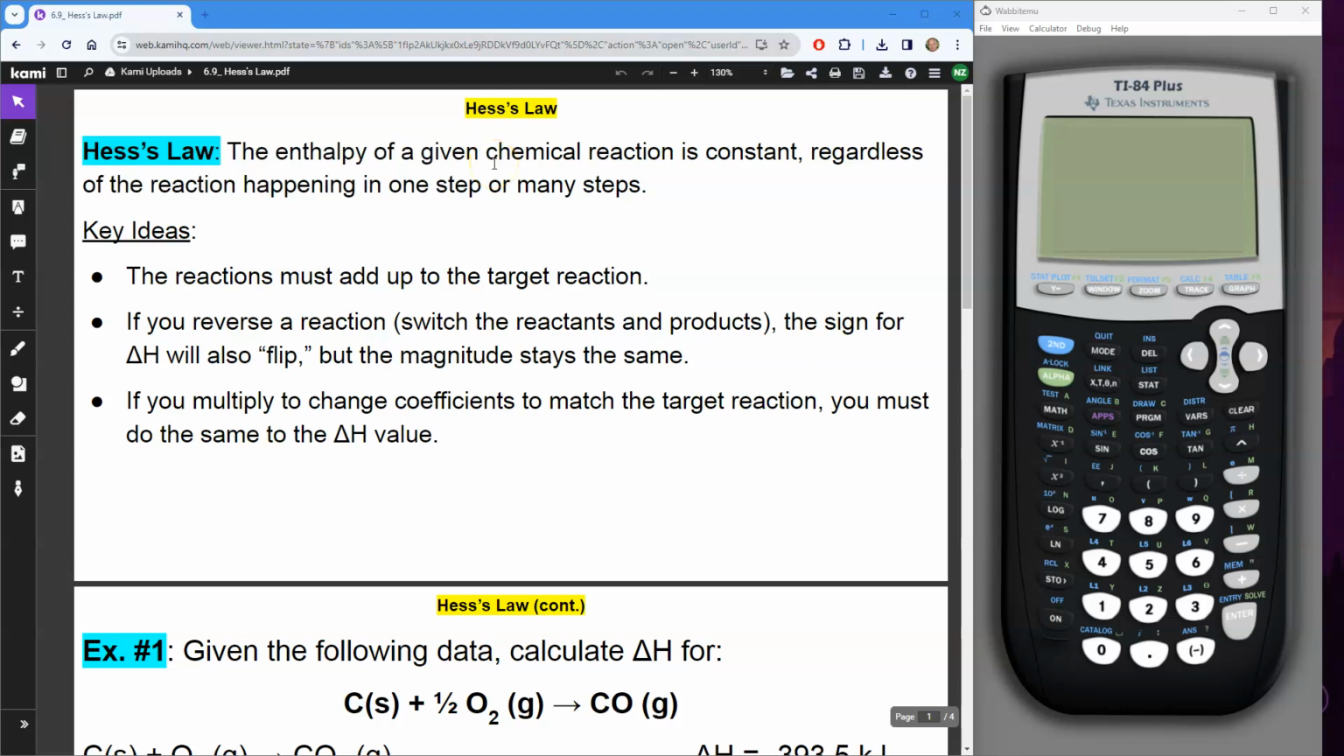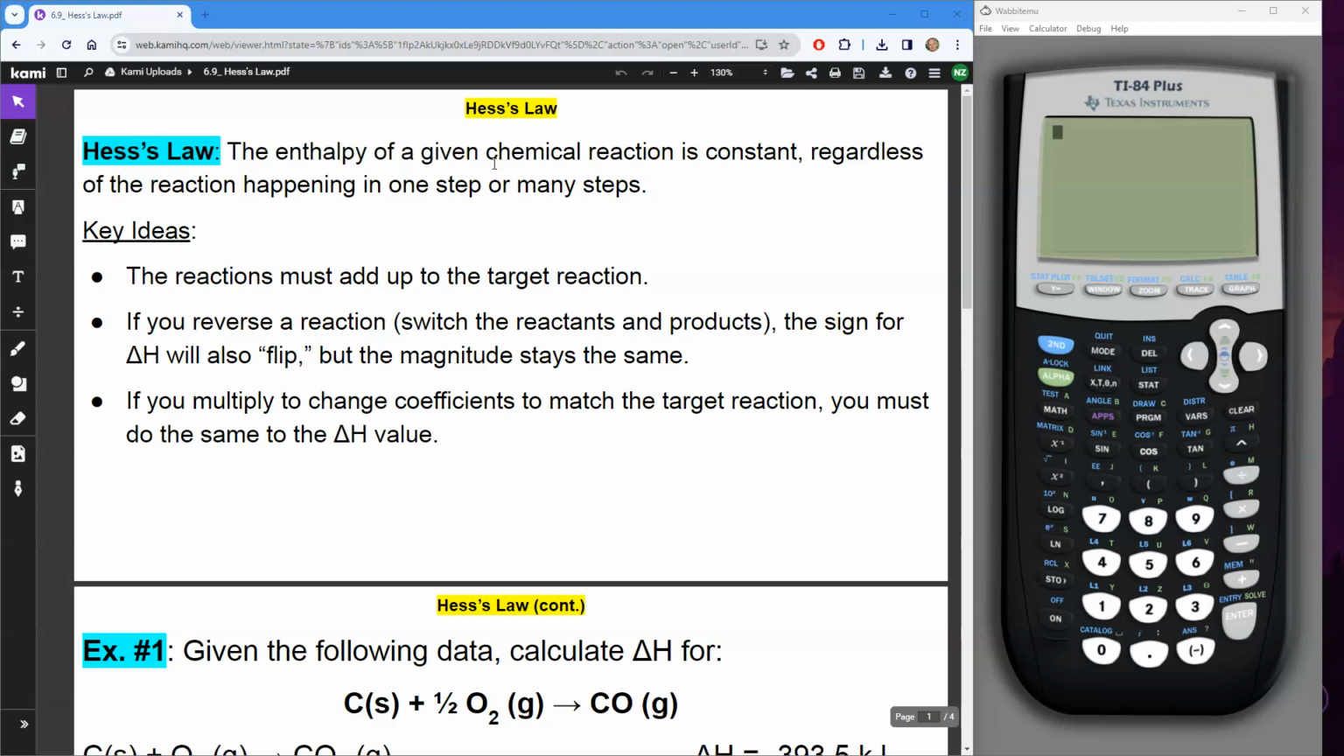In this video, we're going to go through Hess's law. So Hess's law states the enthalpy of a given chemical reaction is constant regardless of the reaction happening in one step or many steps. So here are the key ideas.